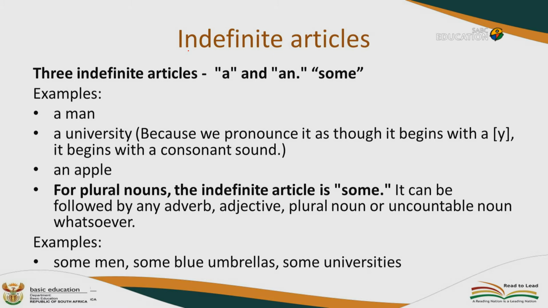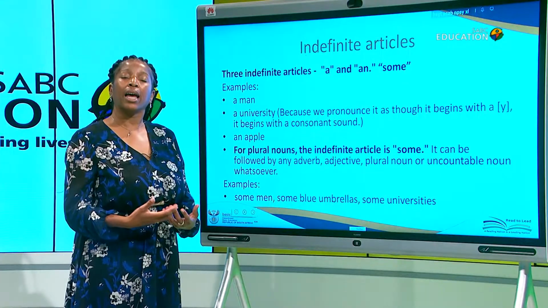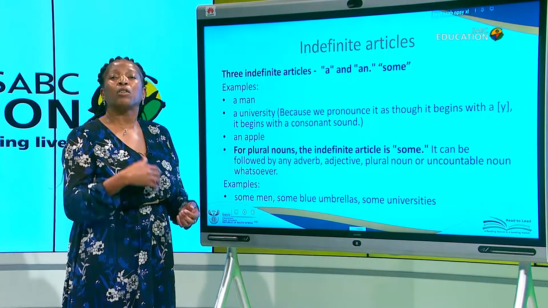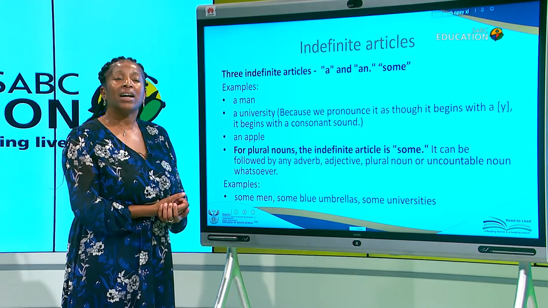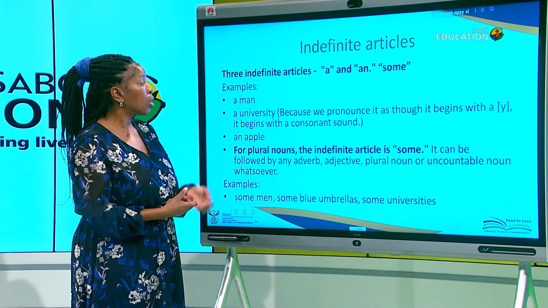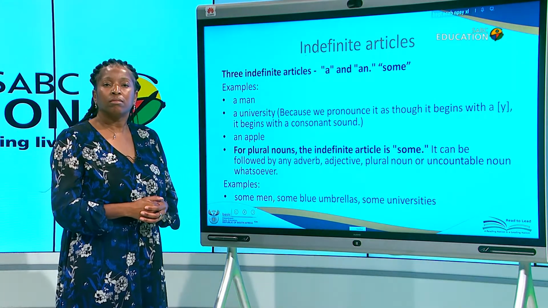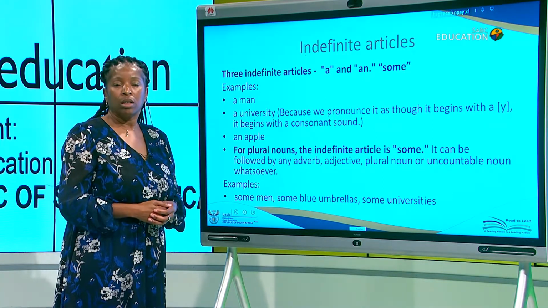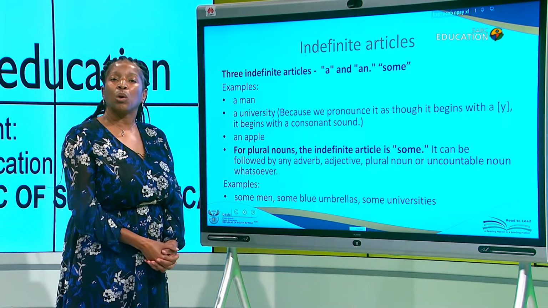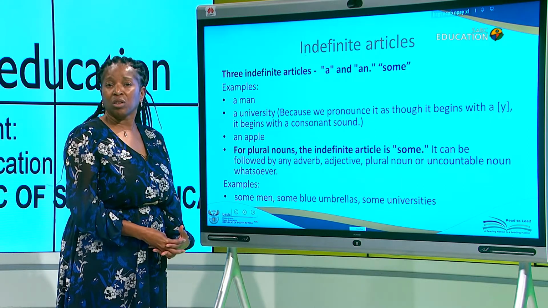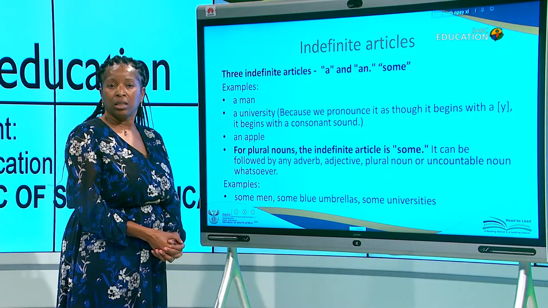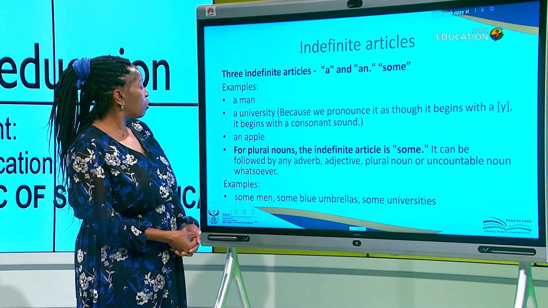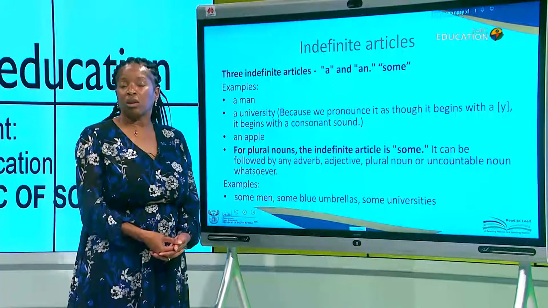If you are going to use the indefinite article a, please note that you can only use it when it is followed by a consonant sound. A man. You cannot say something like a apple. Apple begins with a vowel sound. So be careful that you use them correctly. However, an may be followed by a vowel sound.